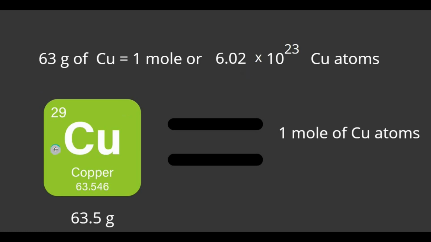This is the same thing for any element in your periodic table. So you see, for copper, the relative atomic mass is 63.546. So if you measured 63 grams of copper, you would have 1 mole, or this number 6.02 multiplied by 10 to the power of 23 copper atoms, right? So if you measured 63.5, you would have 1 mole of copper atoms.